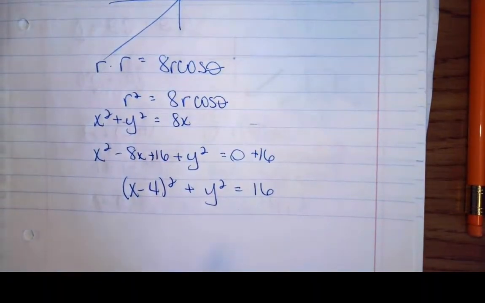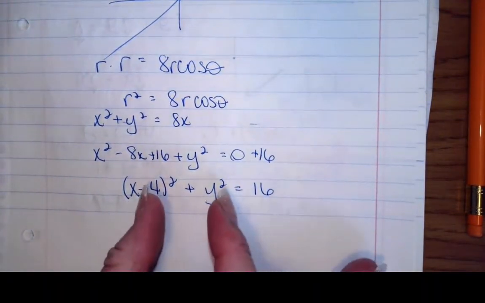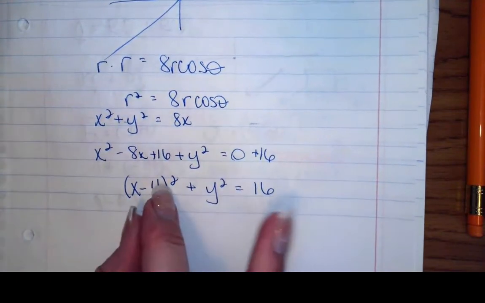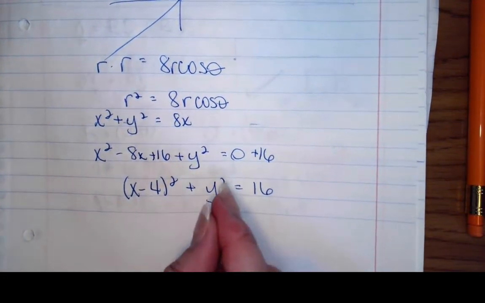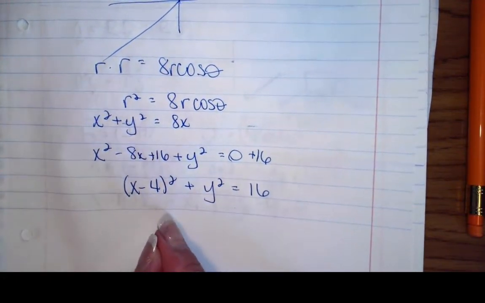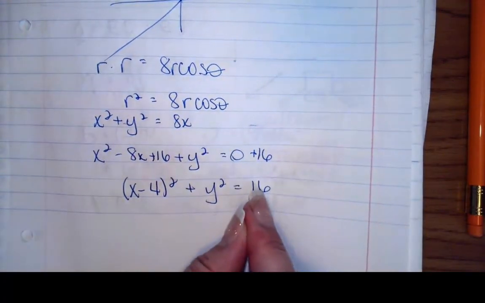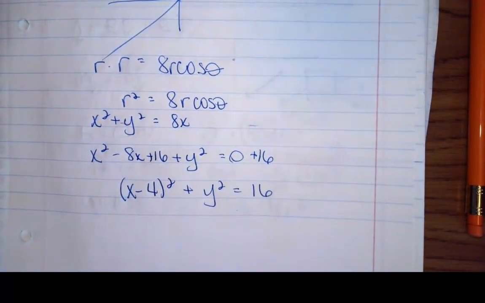So this is the formula for a circle that instead of being centered at 0, 0, is centered at 4, 0. So my center is at 4, 0, and my radius is 4. So you're literally going to pick and choose graphs of a circle that has been shifted to the right 4 units.